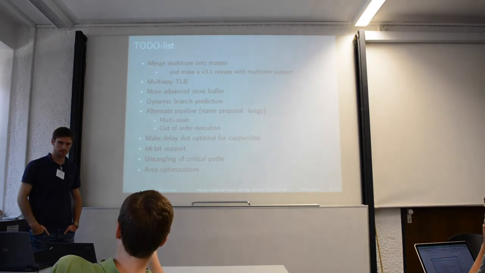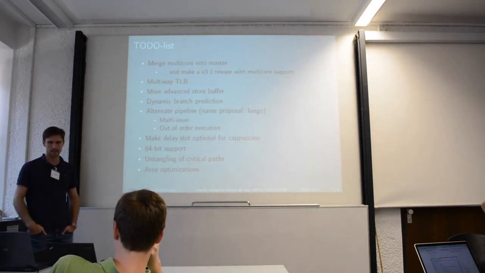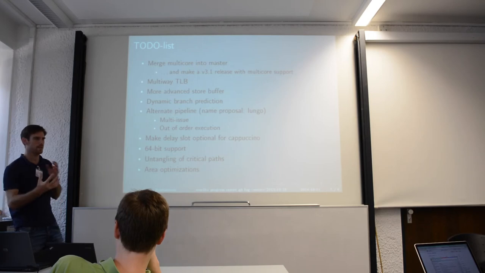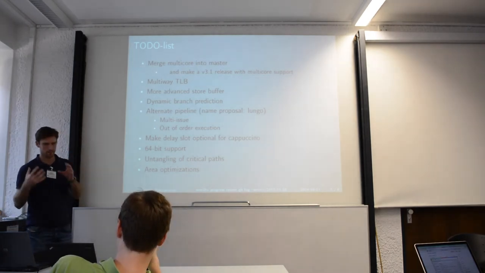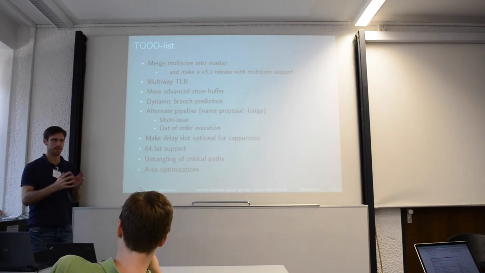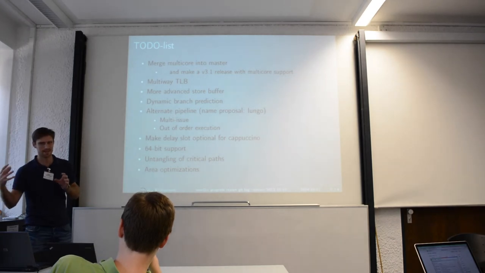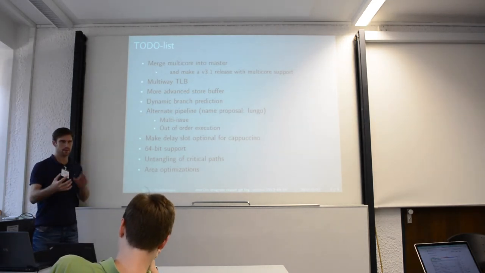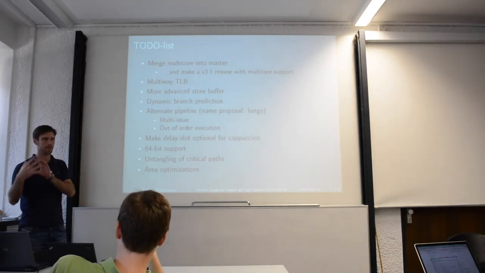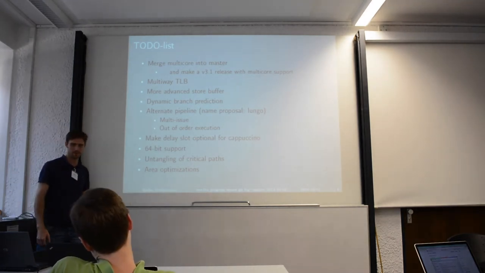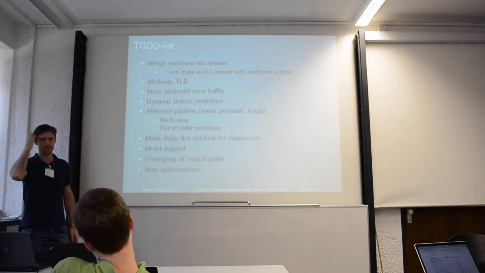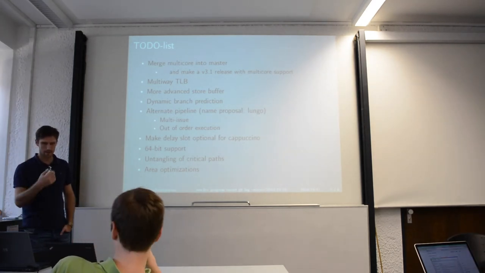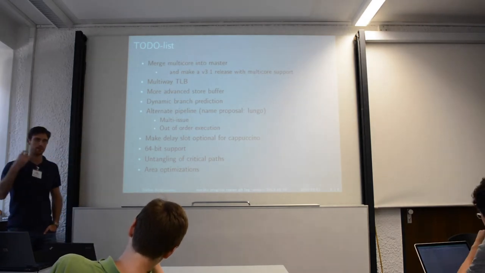And then something that I want to do is make a new pipeline implementation. Because with this cappuccino pipeline, the idea is that it should still be simple enough that it's good for bare metal use, but still you can run Linux on it as a full-blown implementation. So what I would want to do is set aside the bare metal and just do a really beefy thing with multi-issue and out-of-order execution. And then make the delay slot optional for the cappuccino, because that's still in there.